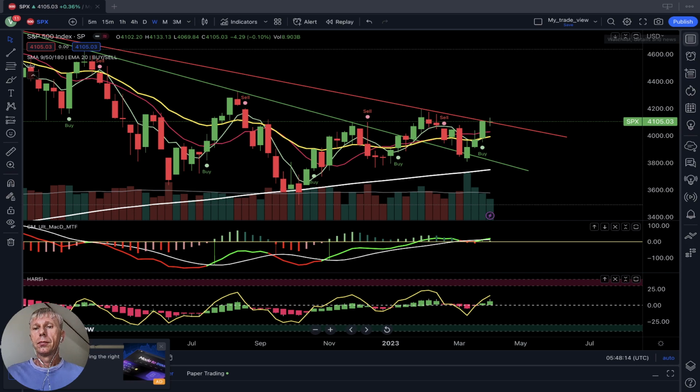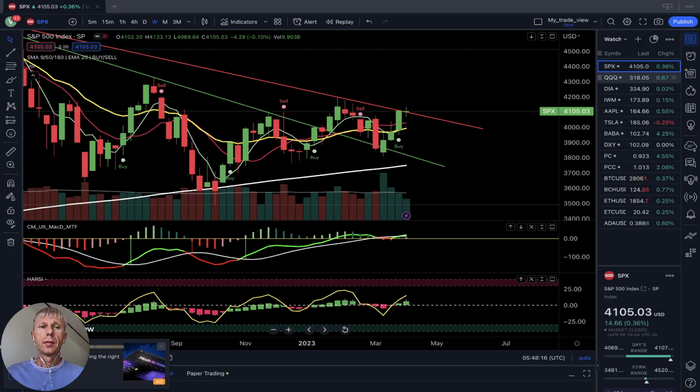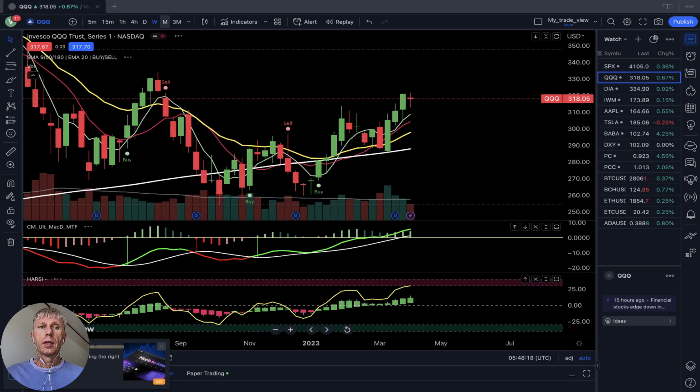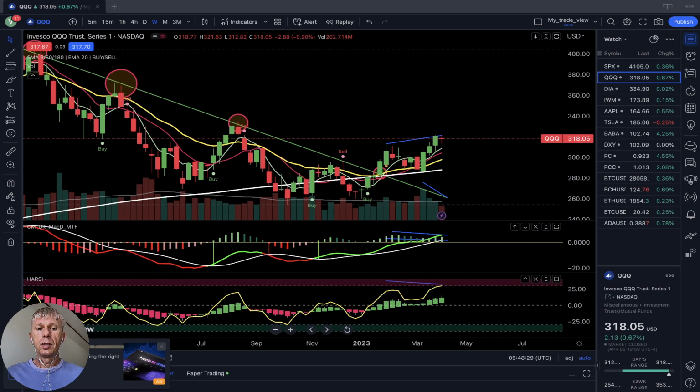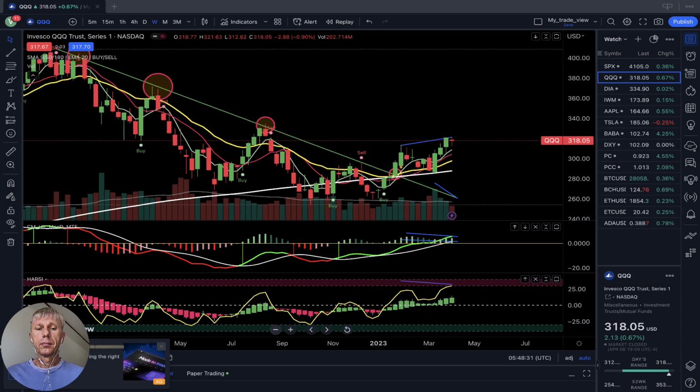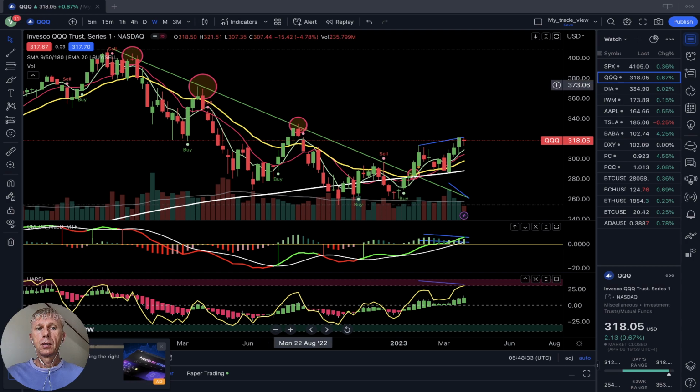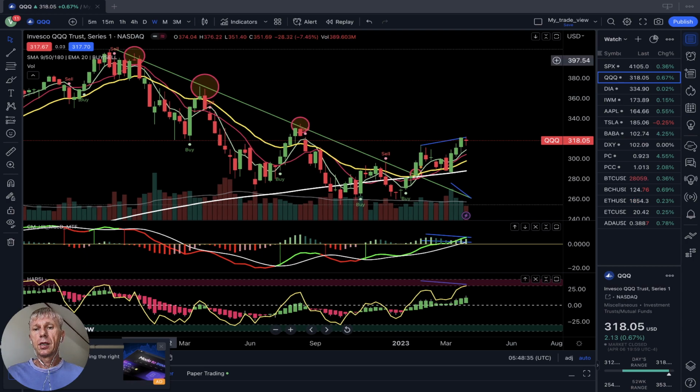Let's move to Qs. Let's start with weekly. Weekly bullish trend for Qs. Qs is the most powerful and the most positive index. Look at it. This green line started from the top of the market. Bullish trend on all indicators.